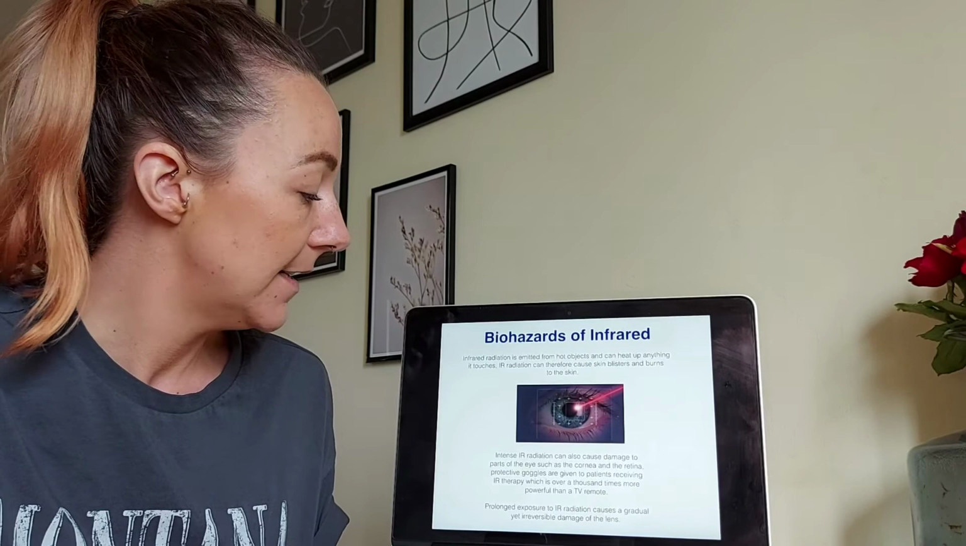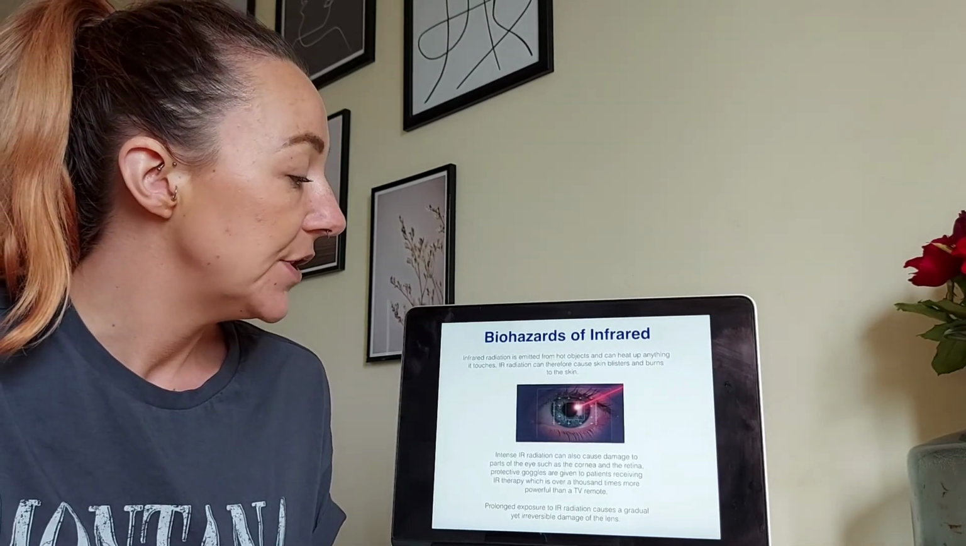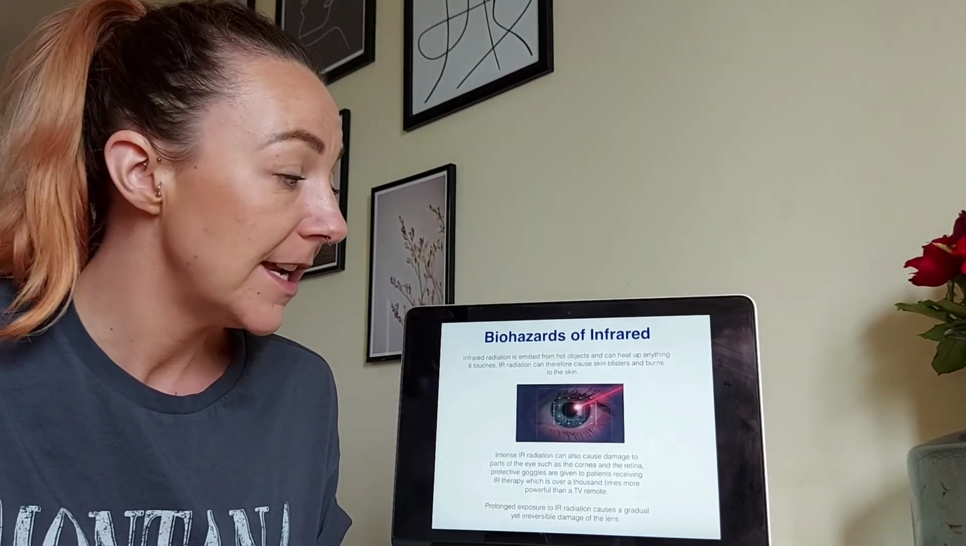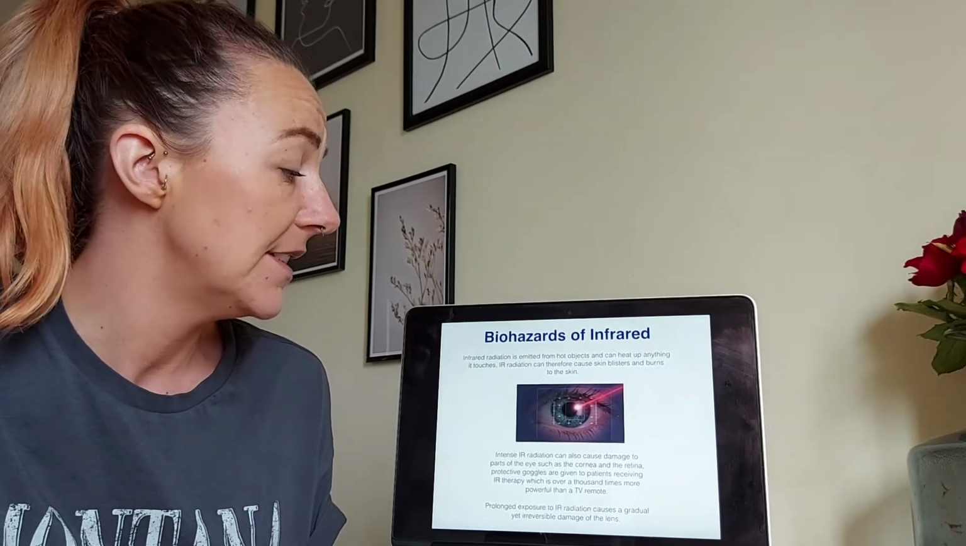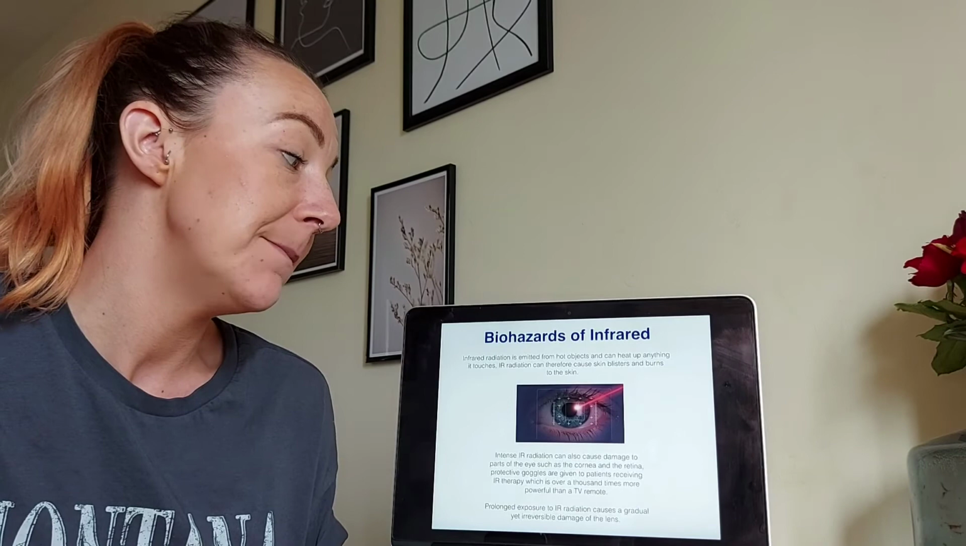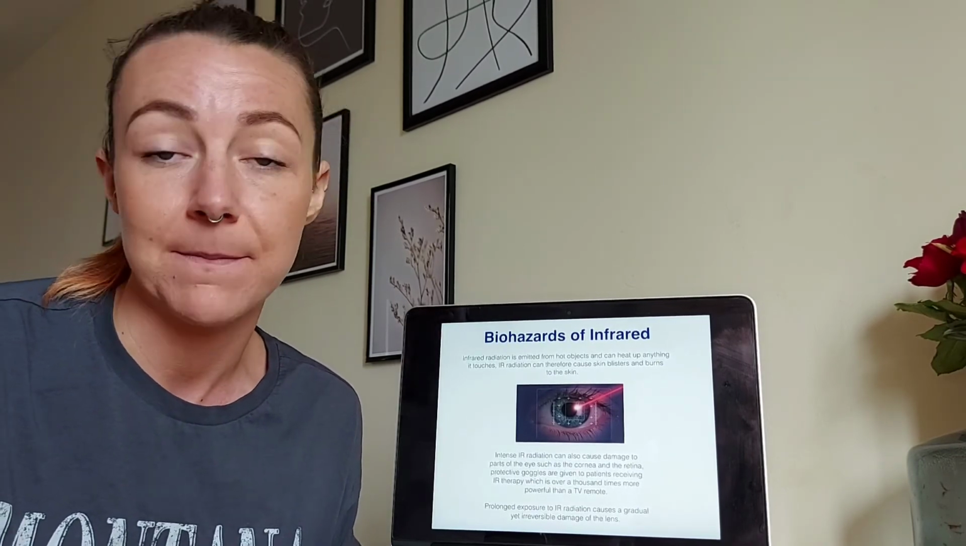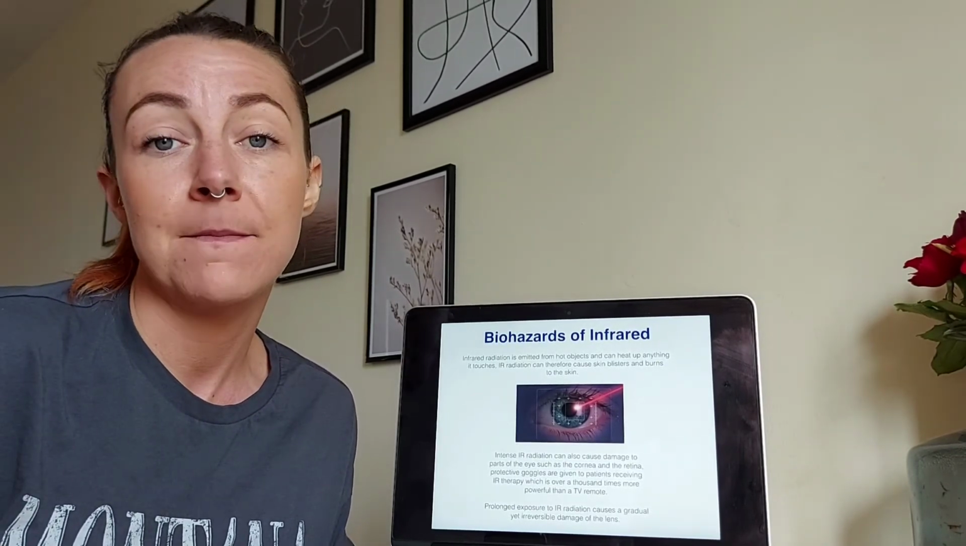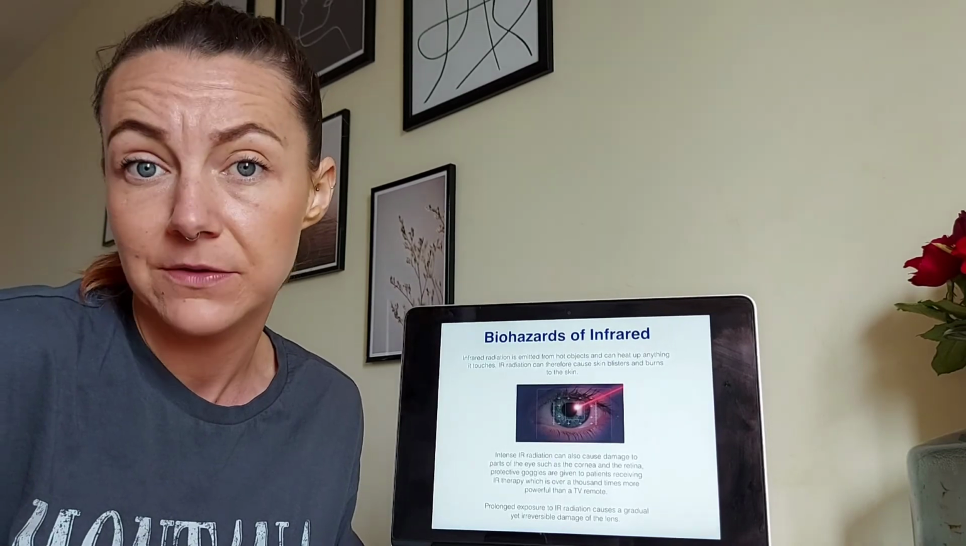Biohazards of infrared. Infrared radiation is emitted from hot objects and can heat up anything it touches. Infrared radiation can therefore cause skin blisters and burns to the skin. For example, if you were to touch a hot kettle.